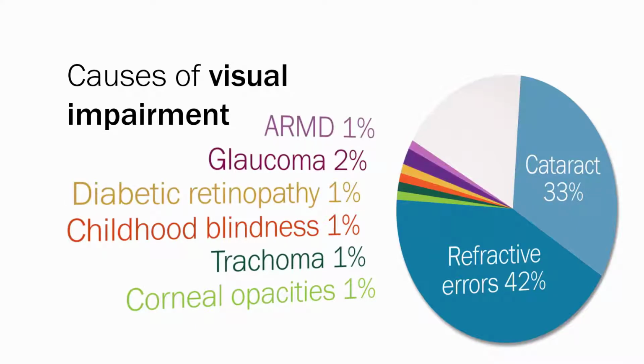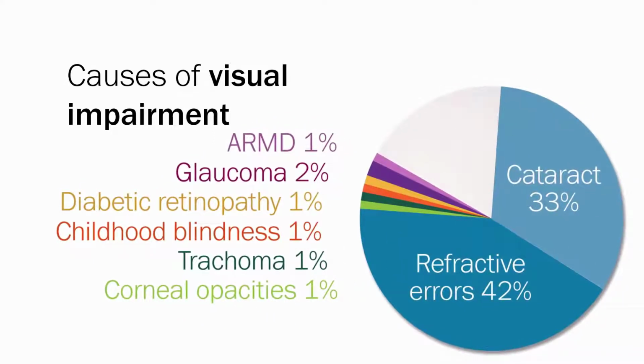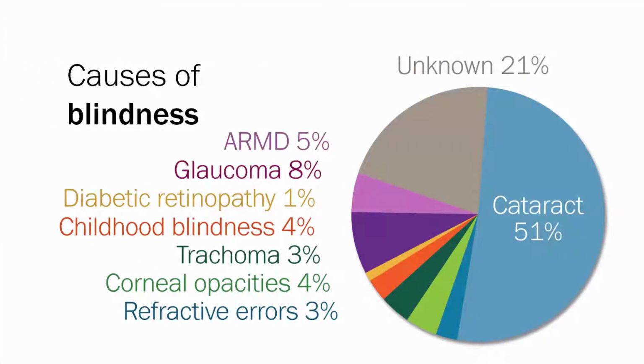Diabetic retinopathy, glaucoma and age-related macular degeneration are diseases that are on the increase globally. Finally, it is difficult to identify a single main cause for about 18% of visual impairment. Causes of blindness. Globally, cataract is the main treatable cause of blindness, as we have a relatively simple and effective surgical treatment for it.